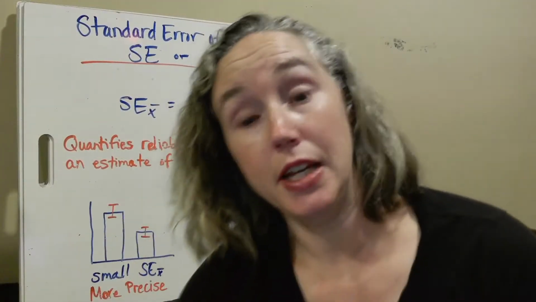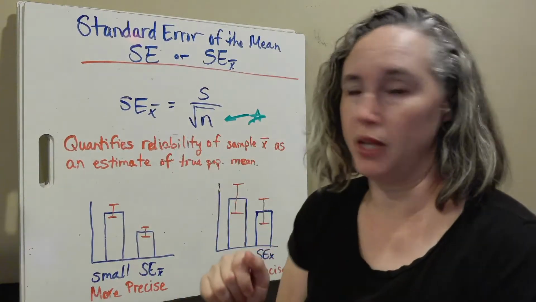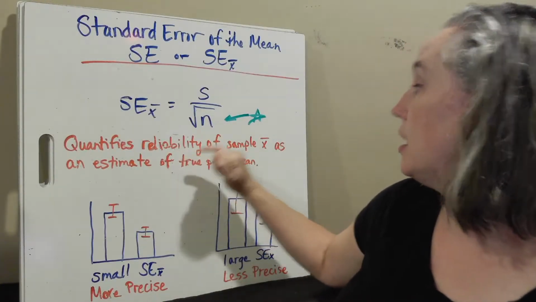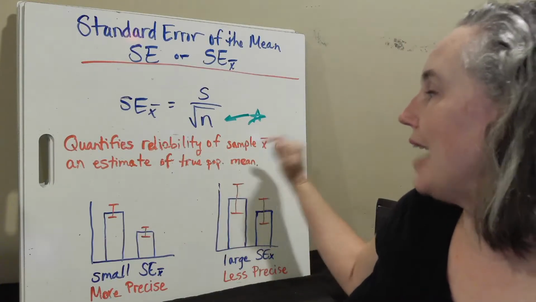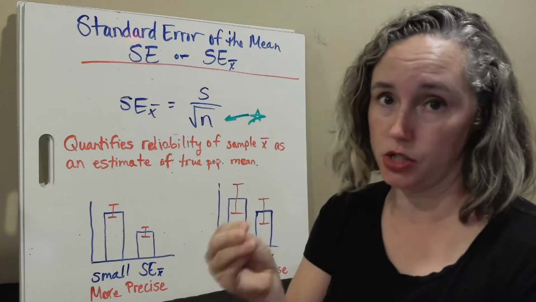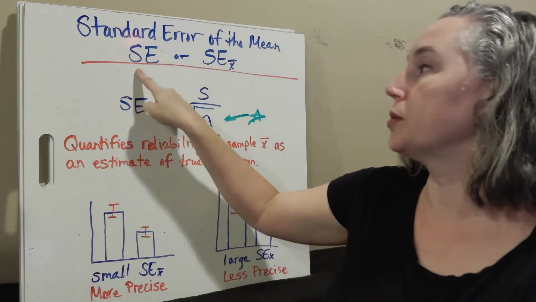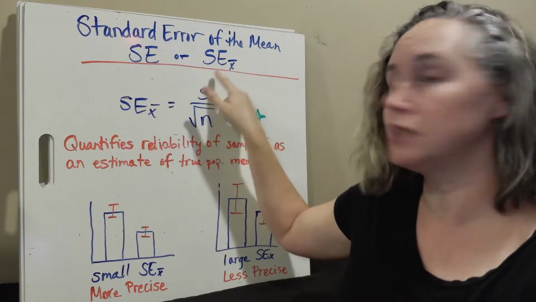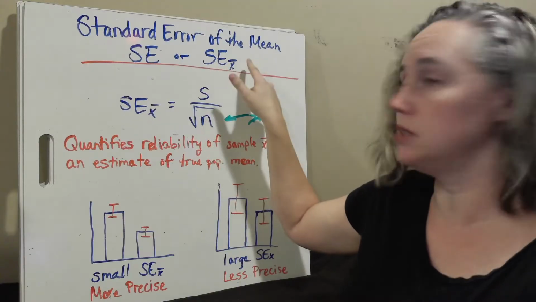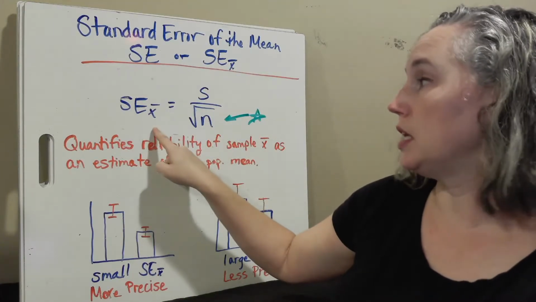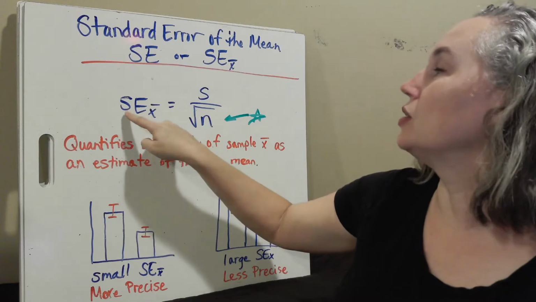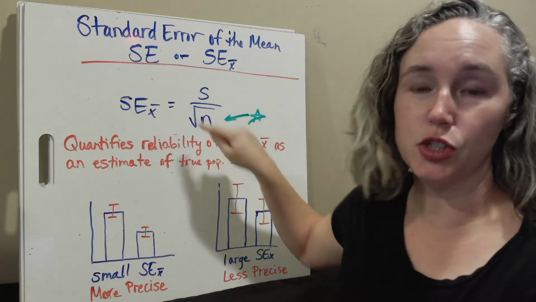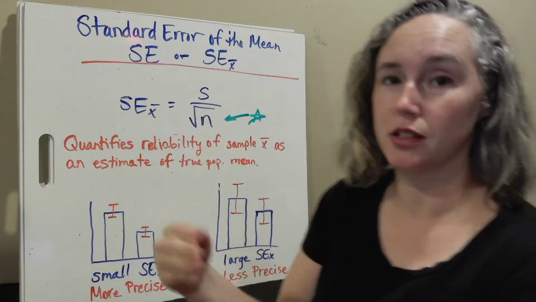Now, we need standard deviation to calculate standard error of the mean. Standard error of the mean quantifies the reliability of a sample mean as the estimate of the true population mean. So on the formula sheet, you'll see this as SE or SE sub X bar, which means standard error of the mean. This is the formula, much more simple. So standard error of the mean equals standard deviation divided by the square root of n, or your sample size.